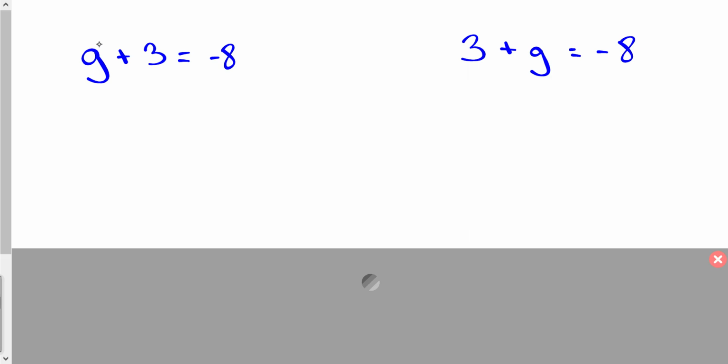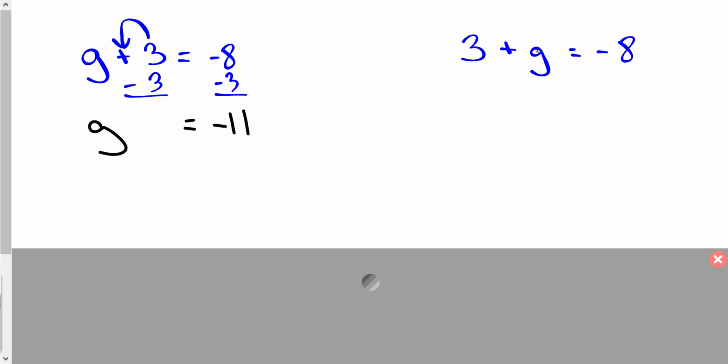So we found our G is right here, so we want to get rid of what number? 3. What's it doing? Adding. So we look to the left and we say, hey, -3, -3, yes or no? G equals what? -11.